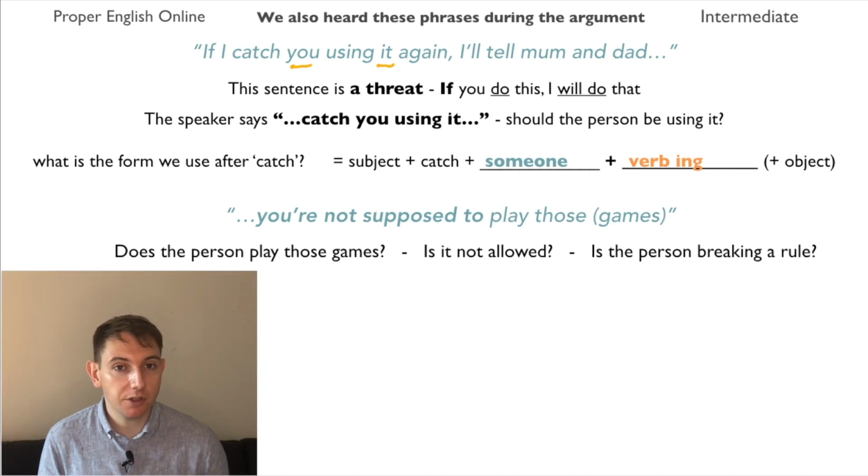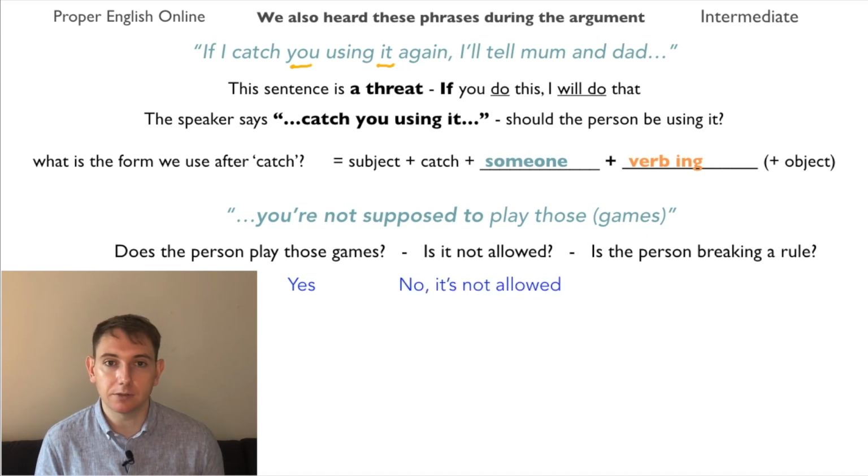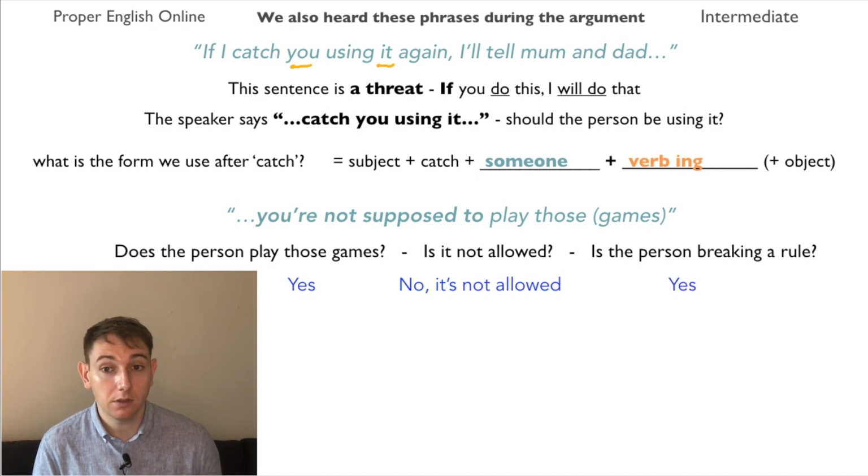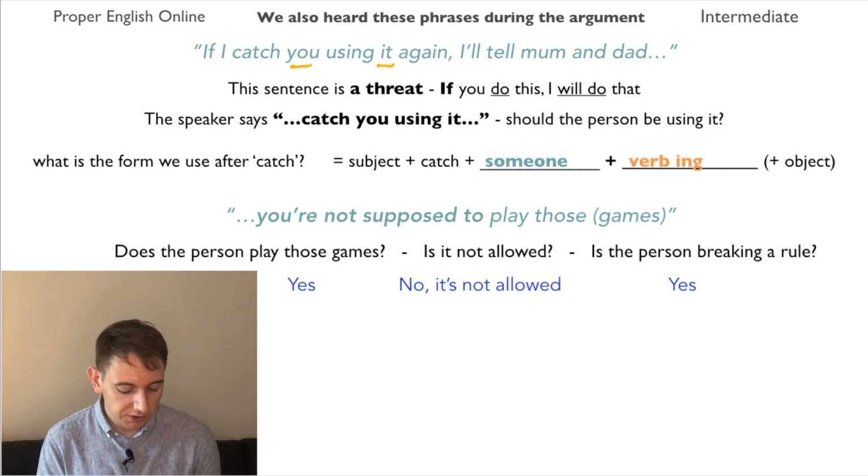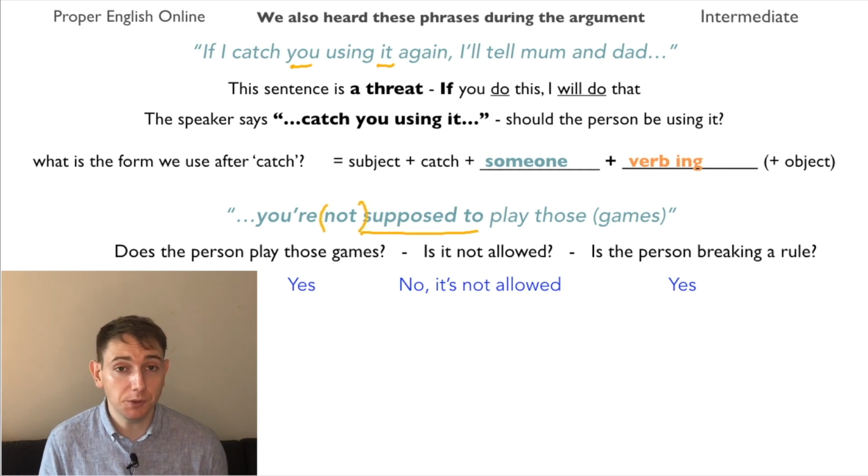Okay, so does her brother play those games? Yeah, he does. He plays those violent games. Is it not allowed? No, it's not allowed. He's not allowed to play those games. But he does it anyway. Is he breaking a rule? Yes. So we can use this phrase, not supposed to, or supposed to, to say there is a rule, but you break it.